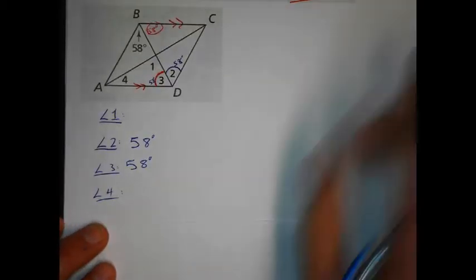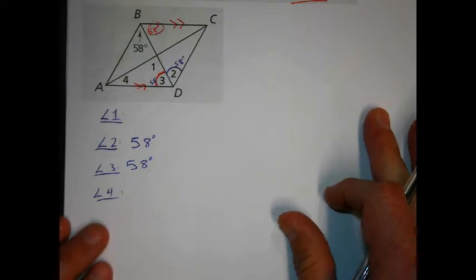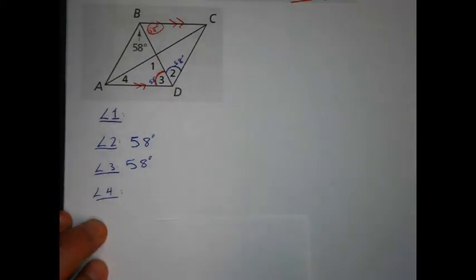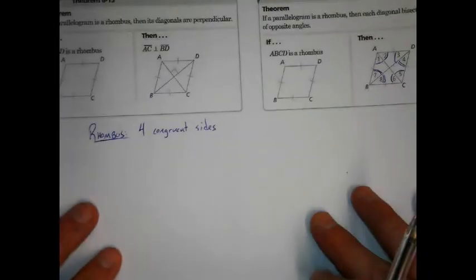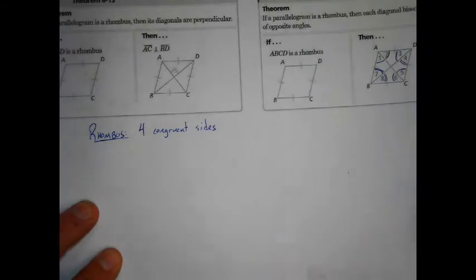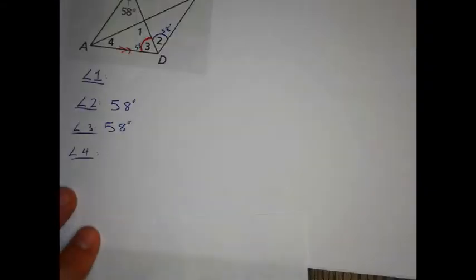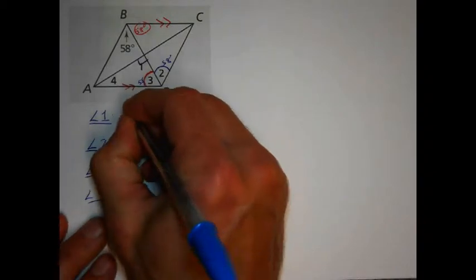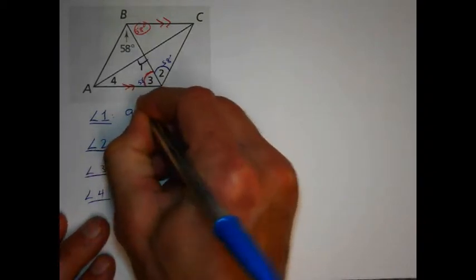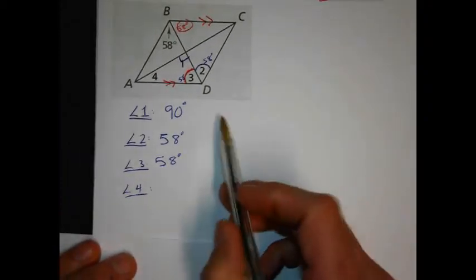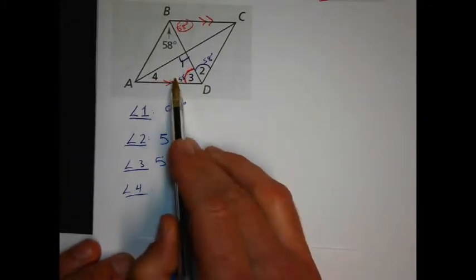We can find angle 4 in a few different ways, but we'll figure that out in a second. What about angle 1? Any thoughts on what's happening with angle 1? Do you remember the note on the rhombus? Diagonals are perpendicular. They intersect at 90-degree angles. Yeah, buddy. So that means angle 1 is a 90-degree angle. So if we have angle 1 as 90 degrees, and angle 2 and angle 3 are 58, then what is going to be angle 4? A few different ways to do this.